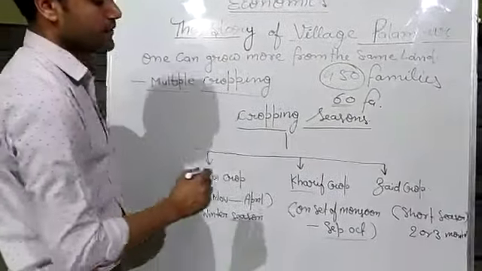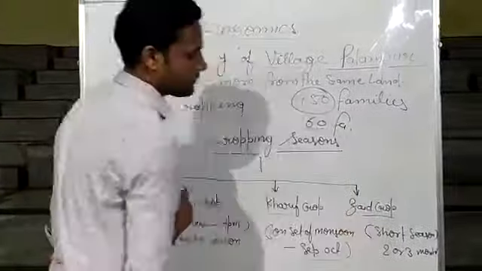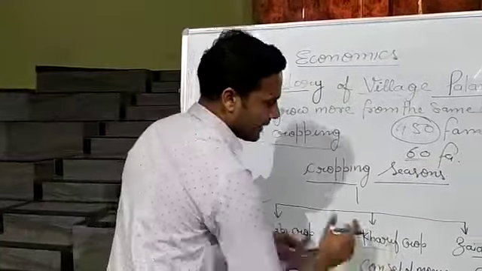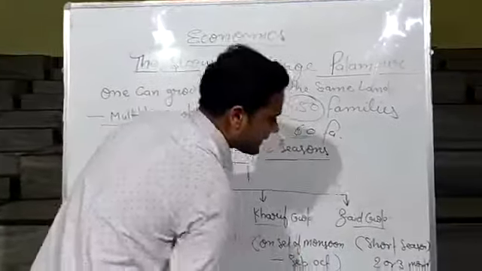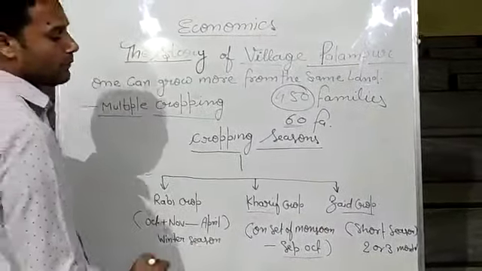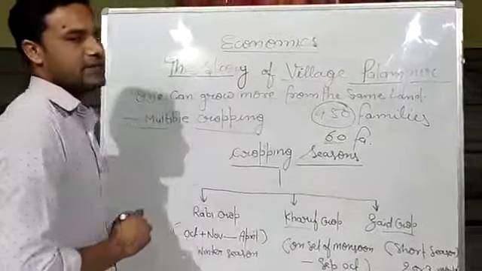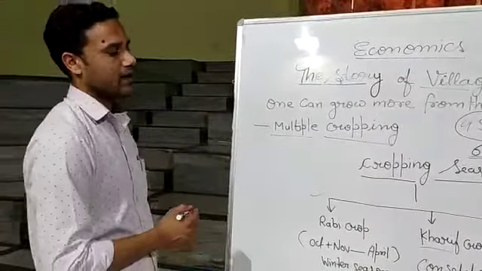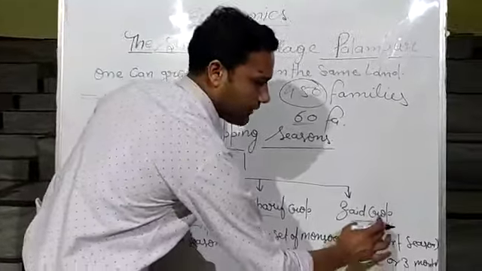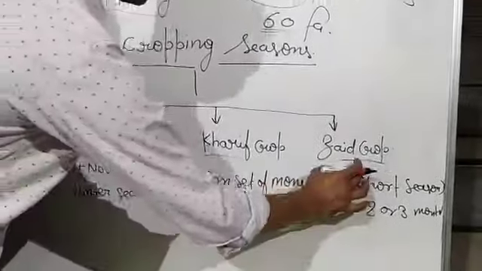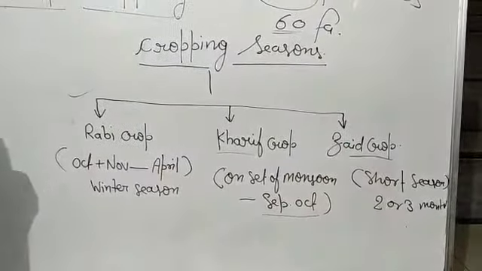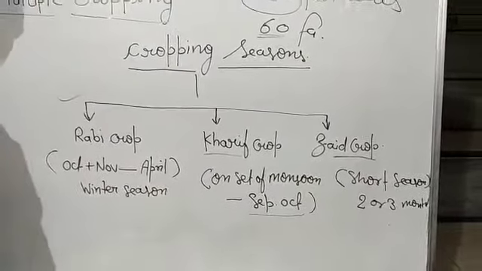The third is Zaid. It is a small cropping season between the Rabi and Kharif, with 2 or 3 months of time. In that we grow Zaid crops. In Zaid we mainly grow watermelon, cucumber, muskmelon, or other watery plants which grow and are harvested within 2 or 3 months.